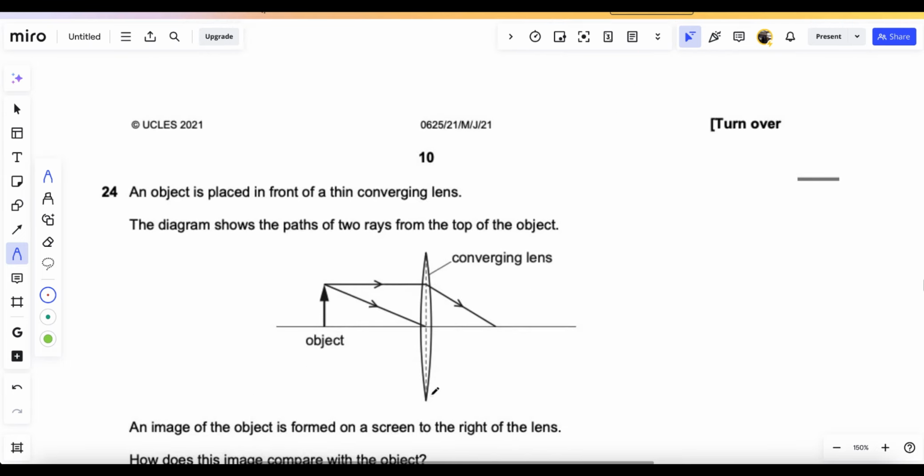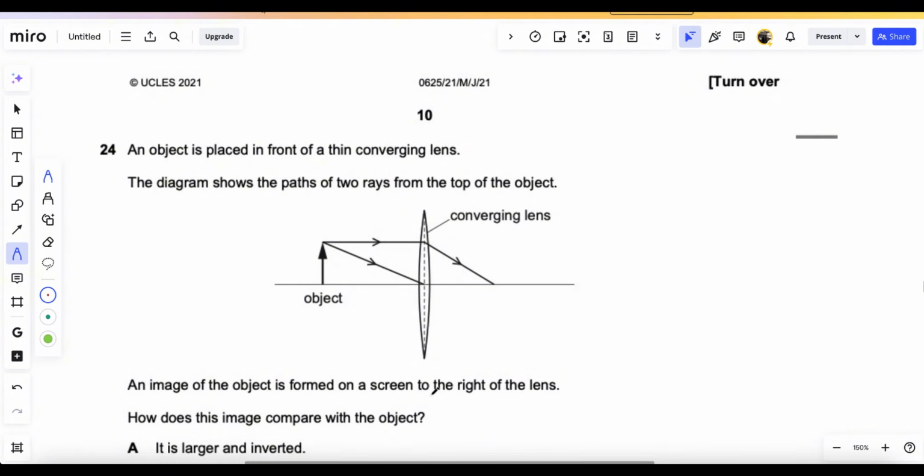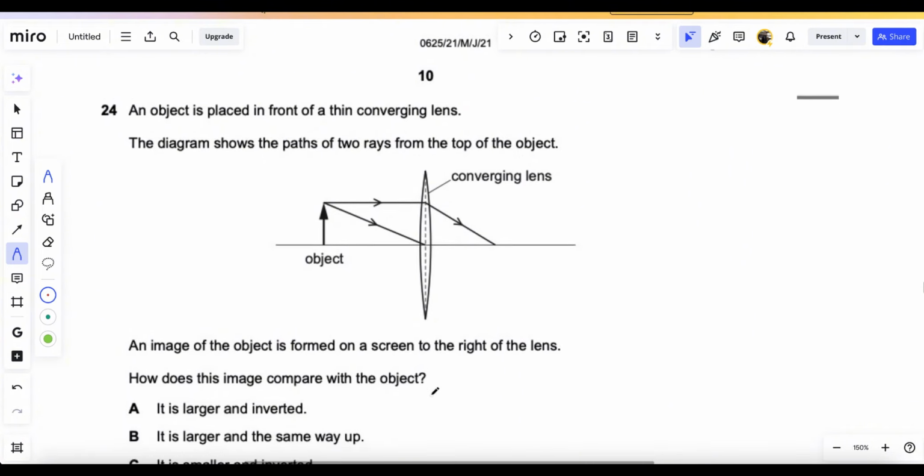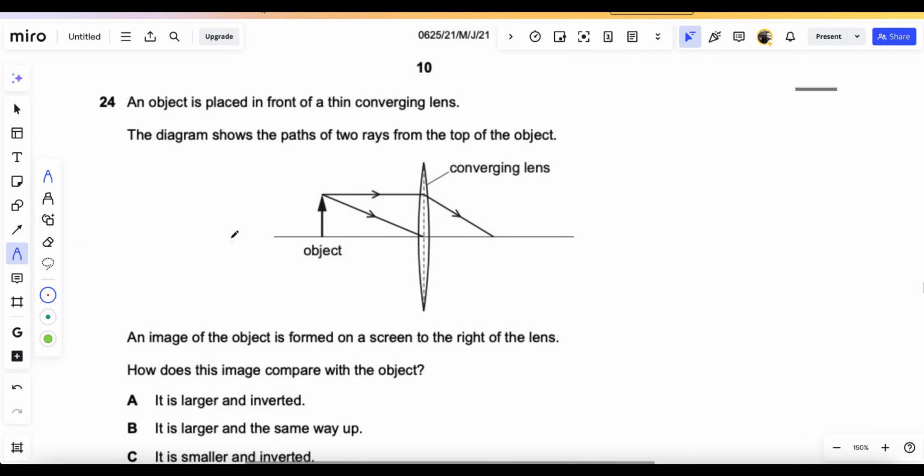We go to question 24. Question 24 is about lenses. Now, an object is placed in front of a thin converging lens. Look at the object in front of it. You know there are three rays for drawing an image in a convex lens, but two of these rays are sufficient to form the image. You refract this one to pass through the principal focus, and then this one that passes through the optical center will continue to go undeviated.